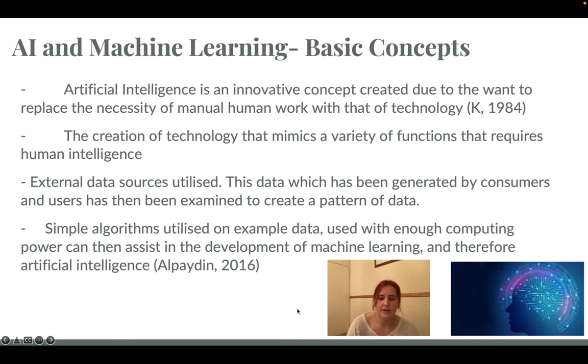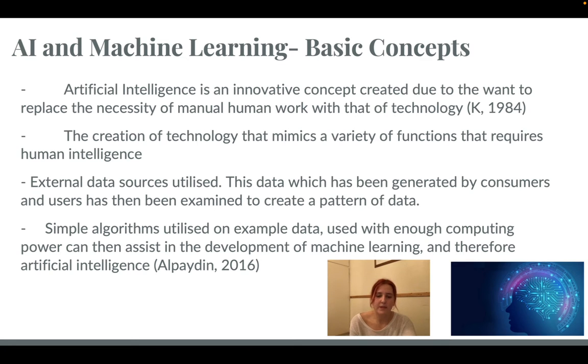We will now be discussing artificial intelligence and machine learning and the basic concepts. Artificial intelligence is an innovative concept created due to the want to replace the necessity of manual human work with that of technology. This is the creation of technology that mimics a variety of functions that requires human intelligence. Artificial intelligence, also known as AI, requires the utilization of many external data sources.